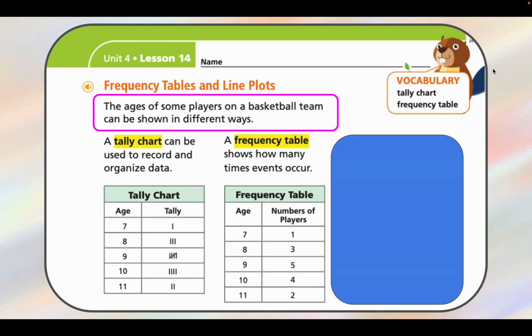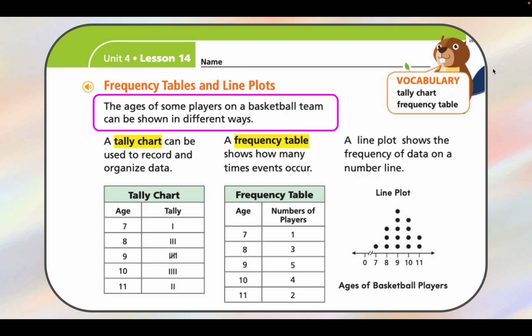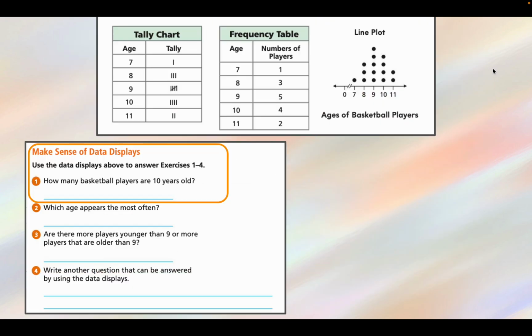The same information is on the frequency table. Instead of tally marks, it's numbers. Same exact information, different way to show it. And on the last one, that's that line plot. Same information, just put with dots. So like I said, a lot of times you'll see X's and sometimes you'll see dots. So those are the ages of the basketball players. And you can see that there's one that's 7 years old, there's 3 that's 8 years old, there's 5 that are 9 years old, 4 that are 10, and 2 that are 11. Same information in the tally chart, frequency table, and line plot, just a different way to look at it.